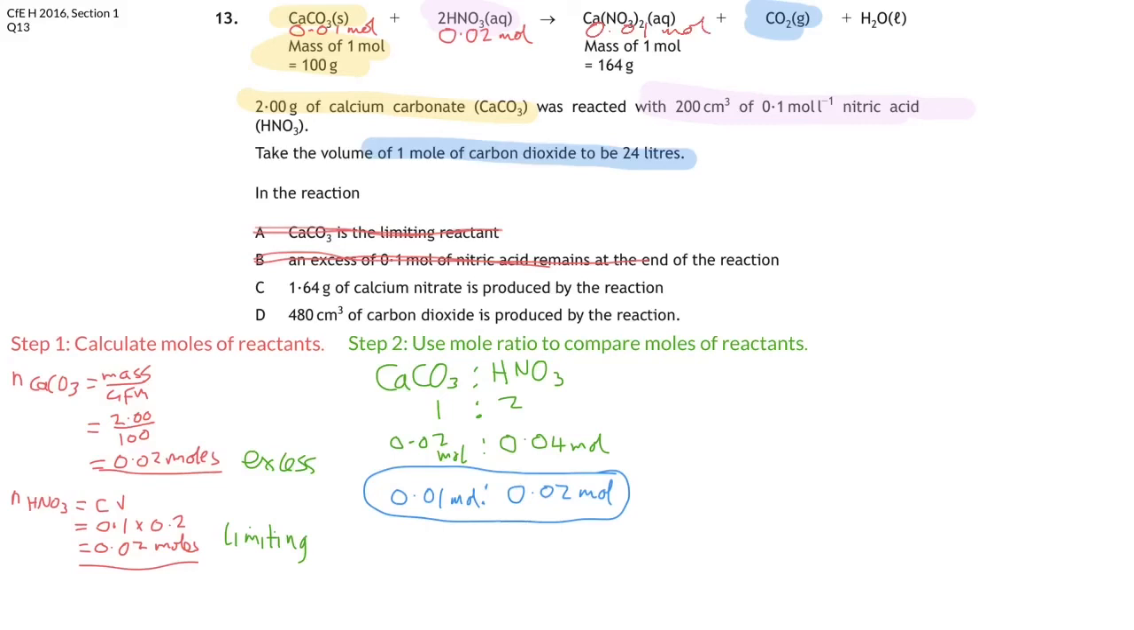We've got the mass of 1 mole as 164 grams, and so we know that the mass of 0.01 moles is 1.64 grams. Now it's worthwhile pausing the video and double checking that for yourself to make sure you're understanding where these numbers come from. But 1.64 grams is produced, and that means the answer C is correct.